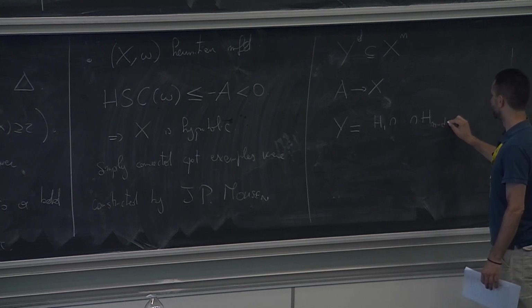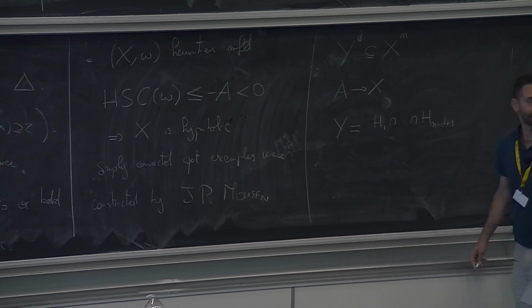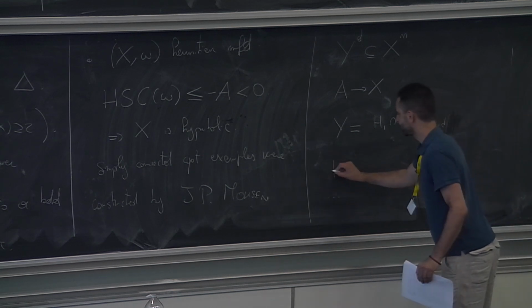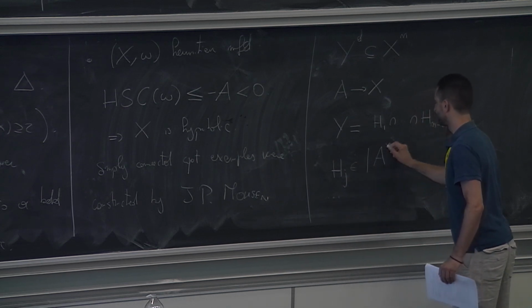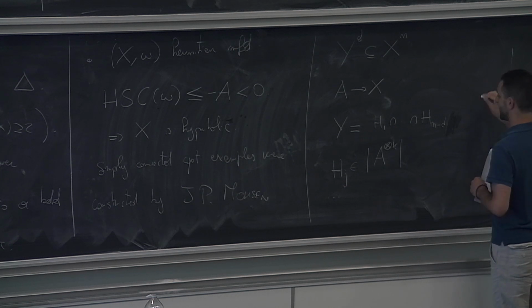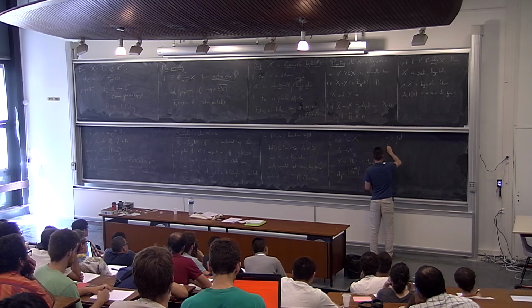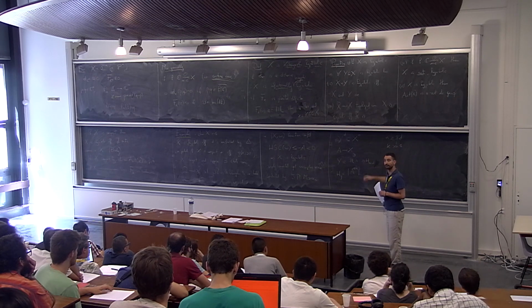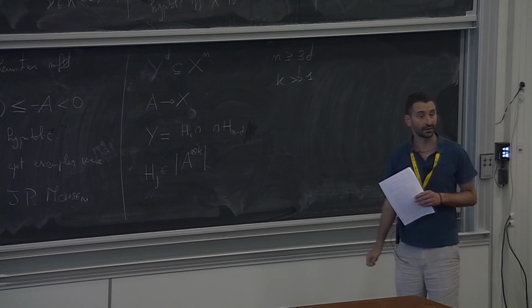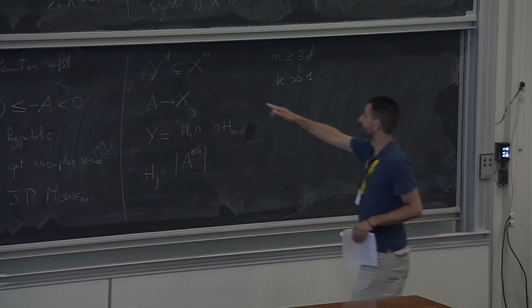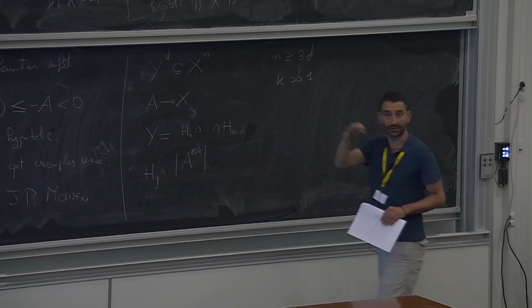How many do you need? Yes, I guess it's correct, n minus d. Okay. And each H_j is in the linear system of some high power of A. The result tells you that if n is greater or equal than 3d and k is very large, then you can construct in this way projective manifolds with negative holomorphic sectional curvature. And these are complete intersections. So if you start from P^n, for instance, or from something simply connected, by the Lefschetz hyperplane theorem you get simple connectedness on this example.